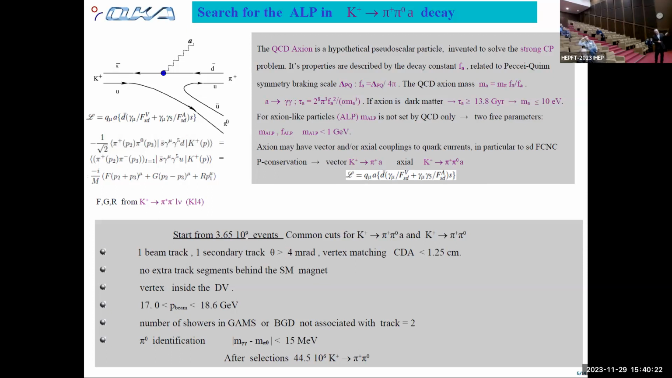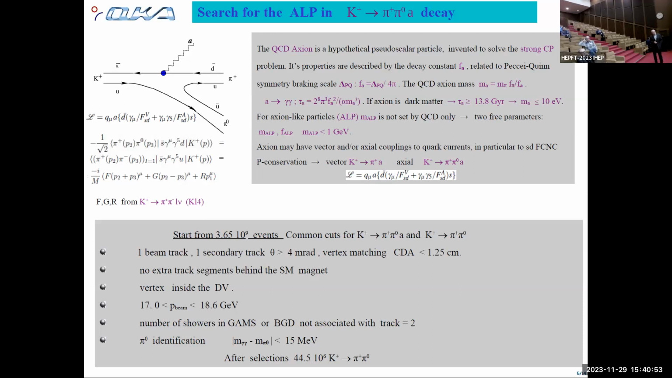So it's axion, but with mass, which is allowed in kinematics of this decay. So axion may have couplings to SD, FCNC, and as axion should have derivative coupling because of so-called shift symmetry.